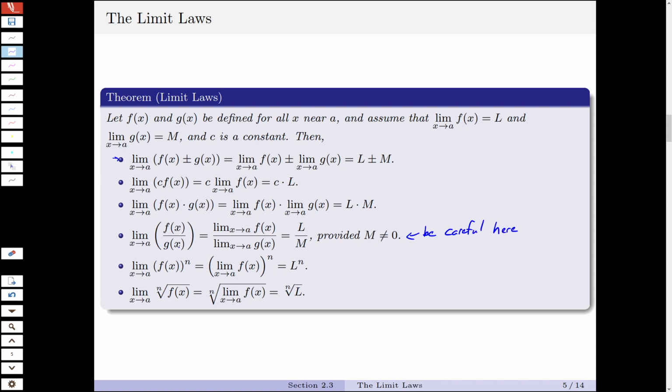Okay, and if I take a power outside a function, that's the same as if I do that inside or outside of the limit. So let's go ahead and look at these limit laws.